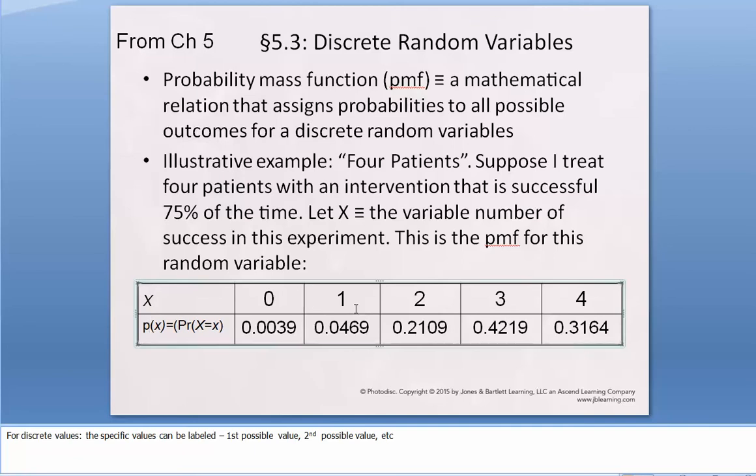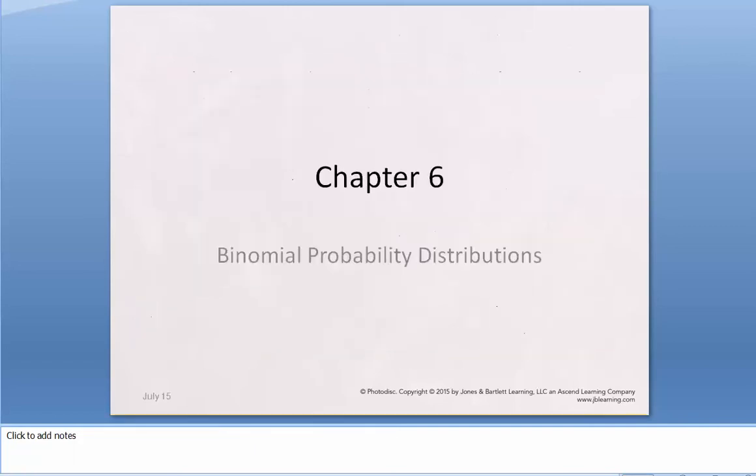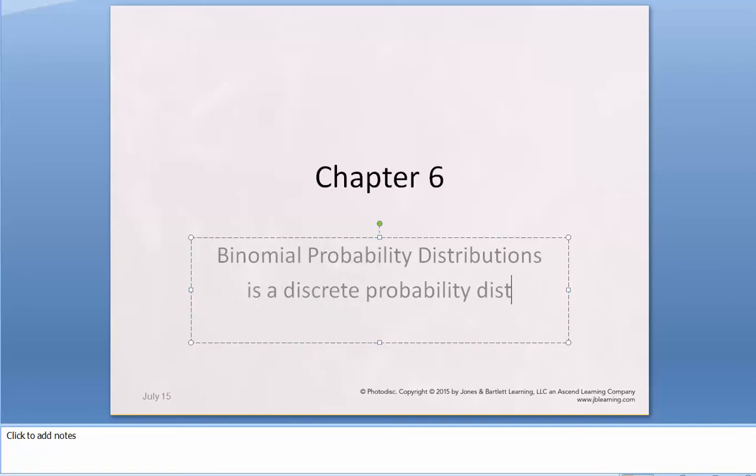Okay, all right then. So let's start with chapter 6 proper from the next slide. Now in chapter 6 we are talking about binomial probability distributions. Now binomial is a discrete random variable, for a discrete probability distribution. Okay, so let me put that within parentheses. Maybe I'll just write it like that.